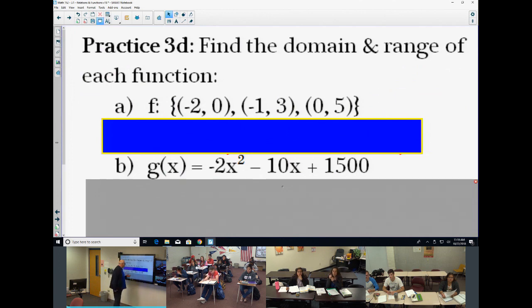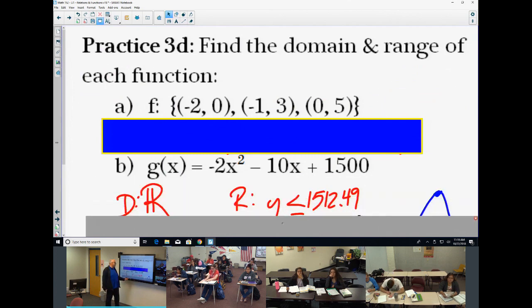1,000,000, you can plug in 1,000,000,000. You can plug in anything here because you don't have any denominators, you don't have any radicals, so you can plug in anything for x. So the domain is going to be all real numbers.